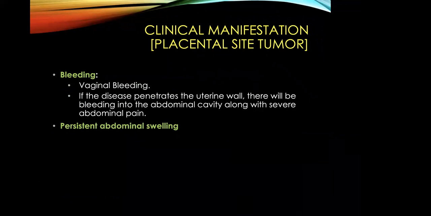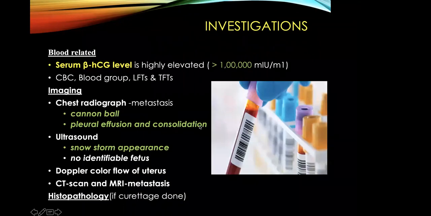Now, the clinical manifestation of placental site tumor is bleeding PV. The disease also penetrates into the uterine wall. I have already explained how it looks grossly and microscopically. And there is bleeding into the abdominal cavity as well, with severe abdominal pain and persistent abdominal swelling. These are all related to post normal pregnancy, post-abortion, post-missed abortion, post-ectopic pregnancy, post-complete mole, or post-incomplete or partial mole.